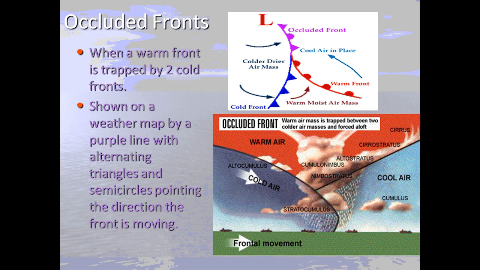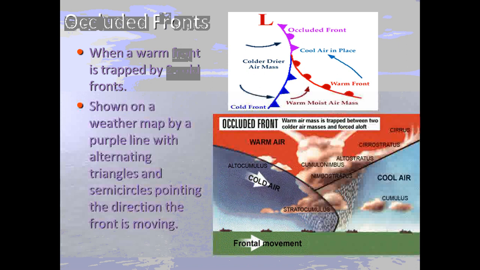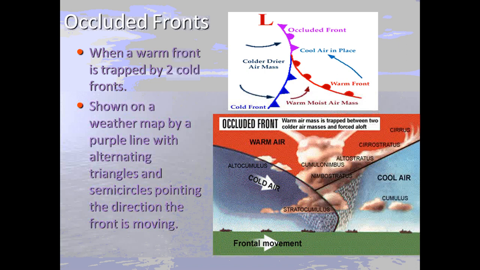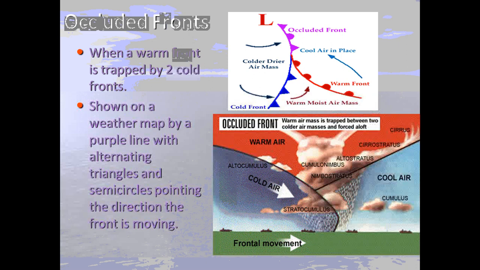Now, let's talk about occluded fronts. When a warm front is trapped by two cold fronts, it's sandwiched in there, and we'll see a little bit more of that later on. You get the occluded fronts. And if you look on the weather map, it's evidenced by the purple line with alternating triangles and semicircles pointing the direction the front is moving. So it's a combination where they both are colliding, and it pushes the warm air upward.